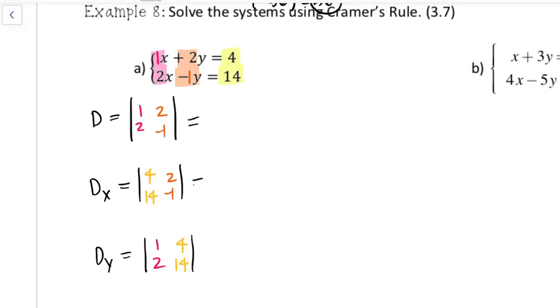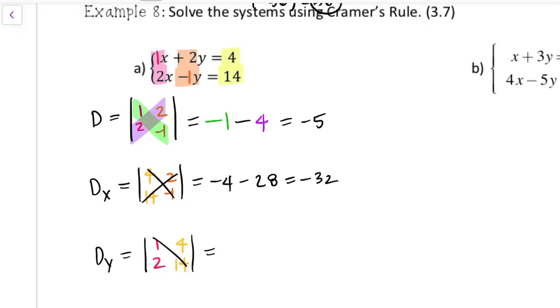So now we find the determinant of each. We take -1 minus, and then 2 times 2 is 4. So our D matrix determinant is -5. Our Dx, we take -4 minus 28, and we get -32. And our Dy, we take 14 minus 8 to get 6.